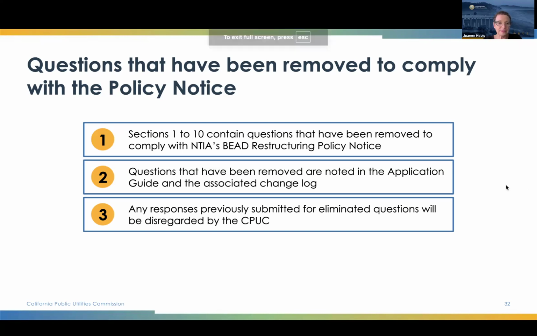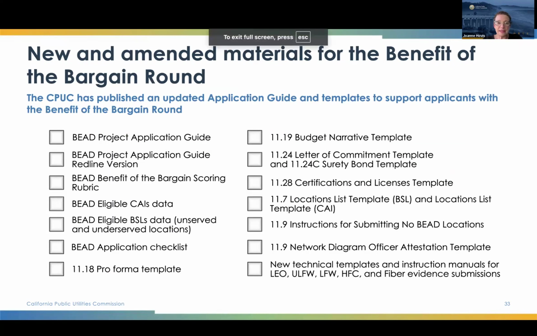Can I have the next slide? This is really just a checklist of the updated documents and templates that are relevant to the benefit of the bargain round so that you have in one place the list of items. It includes the application guide, which is a clean application guide for the benefit of the bargain round. There is a redlined version of that application guide, so you can see in redline very clearly what the changes are from the earlier iteration of BEAD that was undertaken by the CPUC in the spring.